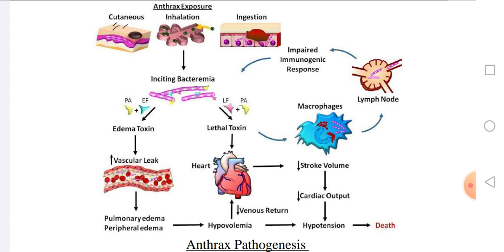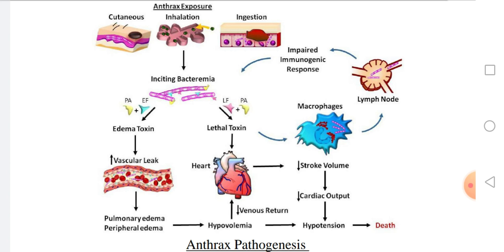This toxin acts on the blood vessels, leading to increased vascular permeability, and there will be reduction in the blood volume. The extravasation of the fluid from the intravascular compartment to the interstitial compartment will lead to edema, pulmonary edema and peripheral edema. The blood volume will be reduced, leading to hypovolemia. The hypovolemia will lead to hypotension. Hypotension may lead to death.